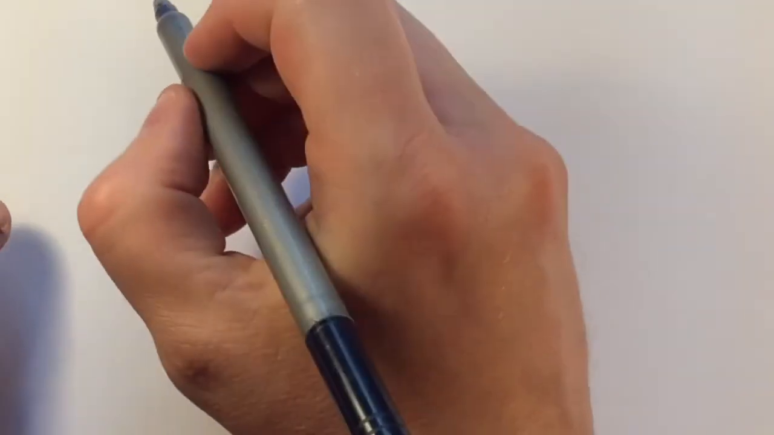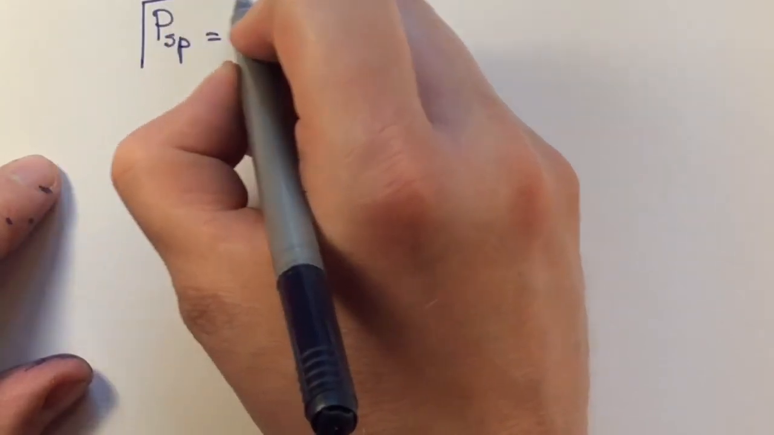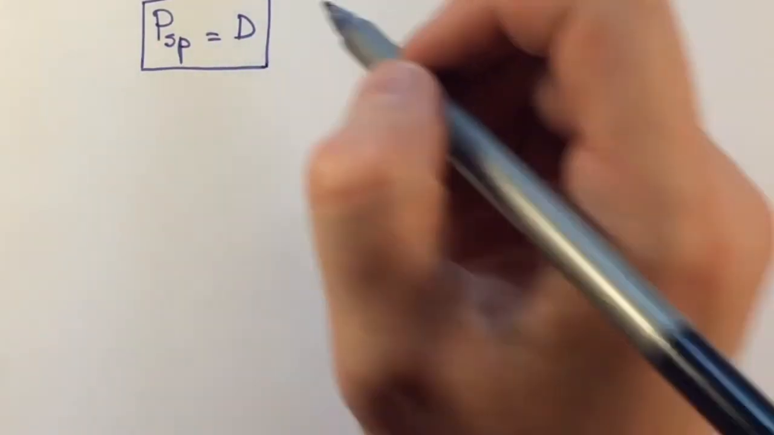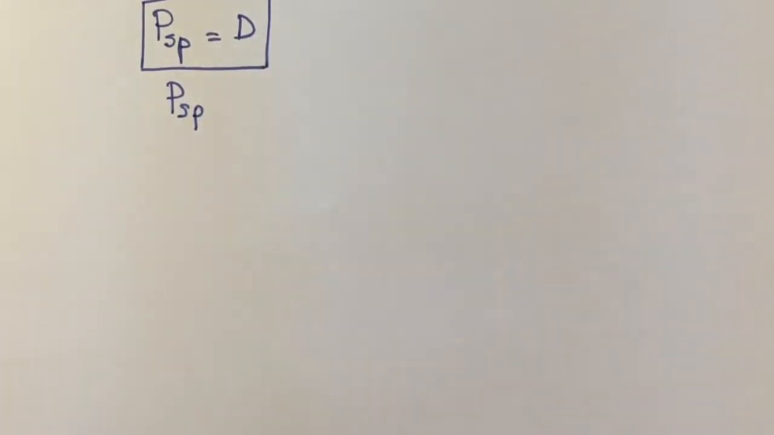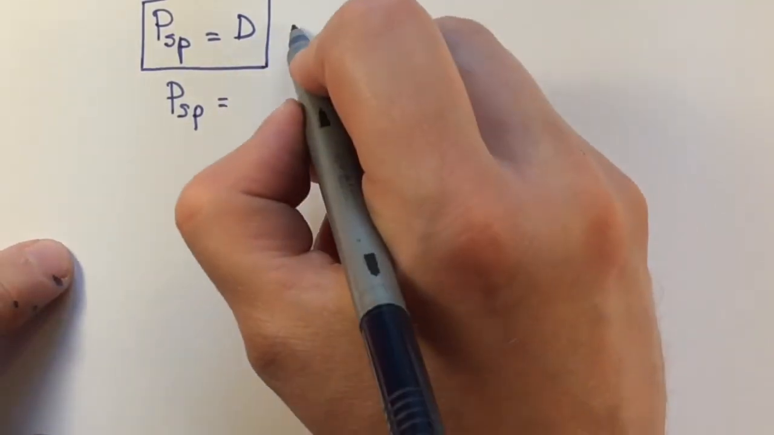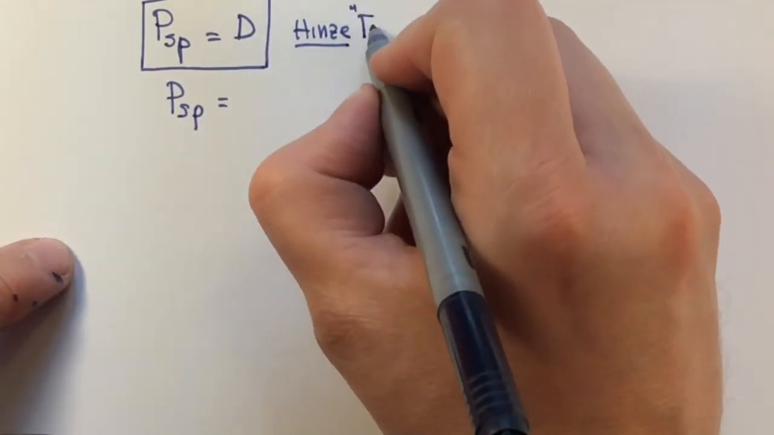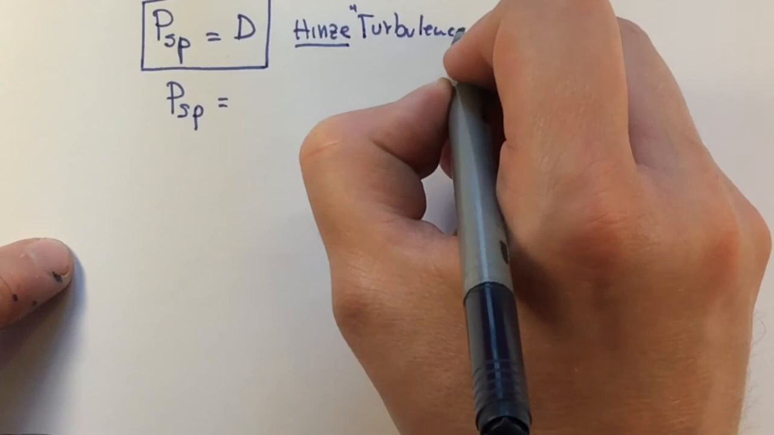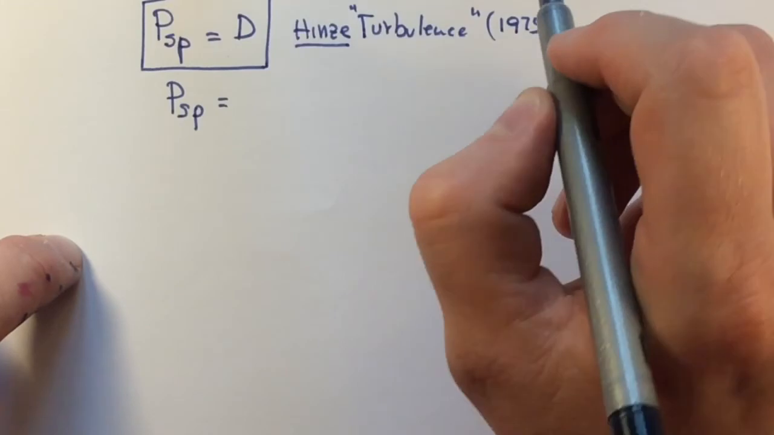Well, we can check in a different way, because we know that P spent is equal to D, and we can now find P spent directly and see if we obtain the same expression as the dissipation. And again, if you look up in Hinze, you also see how to compute, in turbulence, the power spent by viscous effects.